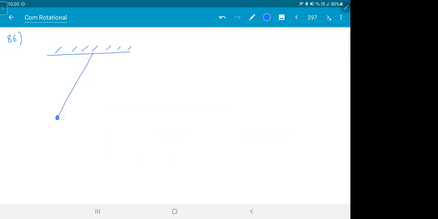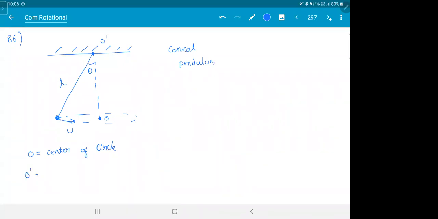So we have a pendulum here, which is going in a circle like this. Conical pendulum. We have done this in circular motion. This is going with speed u. The length of the thread is L, and this is theta. This is O. This is O dash. O is the center of the circle. O dash is the point of suspension.